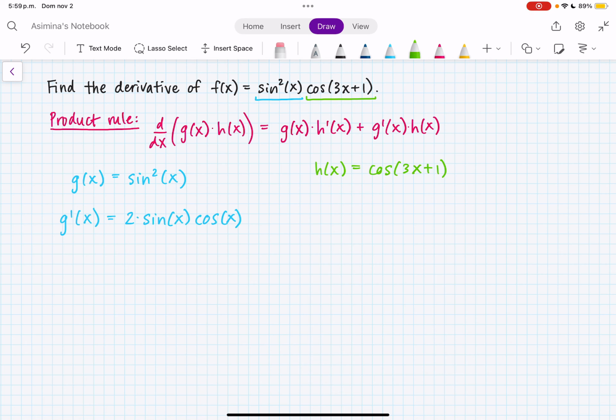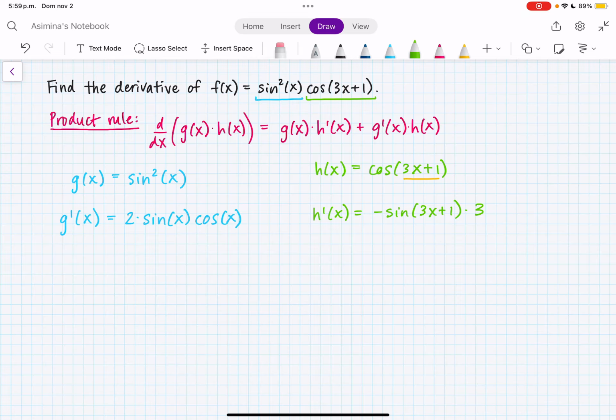Now let's look over here to our function h of x, which is cosine of 3x plus 1. What is the derivative of that? Well, here we're going to want to use the chain rule. So what does that tell me? Well, I'm going to have cosine, the derivative of cosine is minus sine. So this is going to be minus sine of 3x plus 1, but then I'm going to have to multiply by the derivative of the inside, 3x plus 1, which is 3. Okay, so we found the derivatives of our two functions.